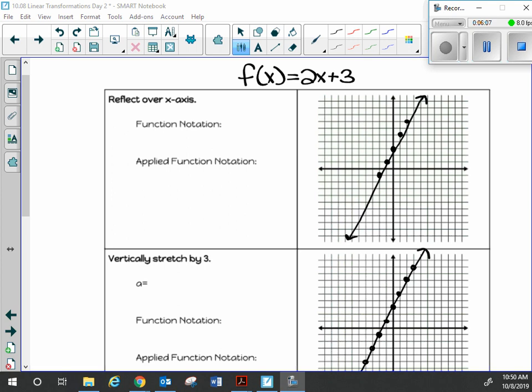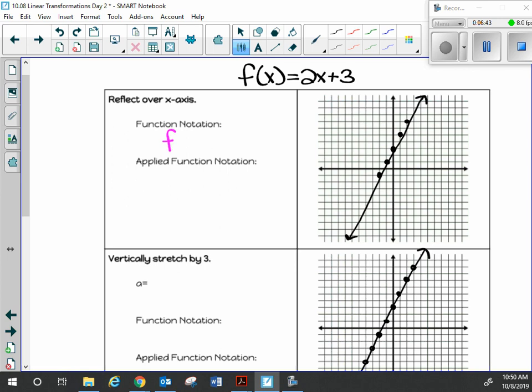So if I'm talking about reflecting over x, I'm going to be taking my line and I'm going to flip it across the x-axis. So when I flip it, what changes? The slope and the y-intercept. Because I'm flipping across x, right? Y'all see the shadow? So not just the x, but also the y.